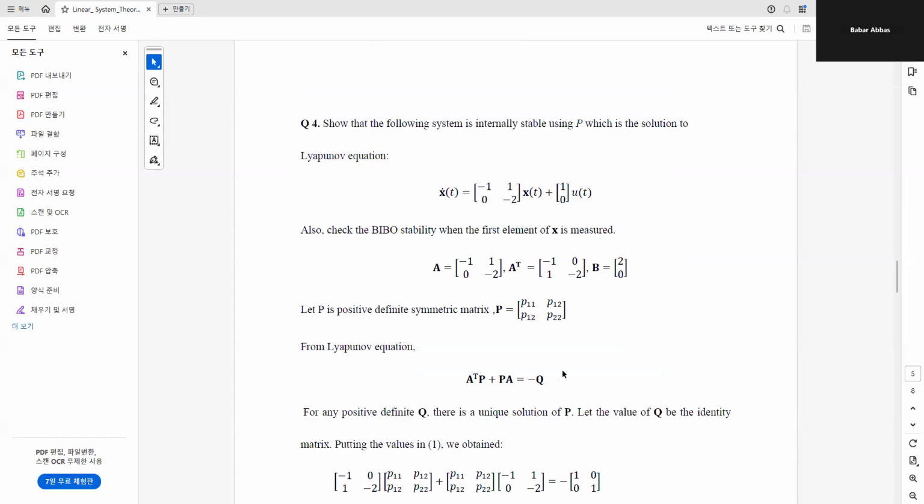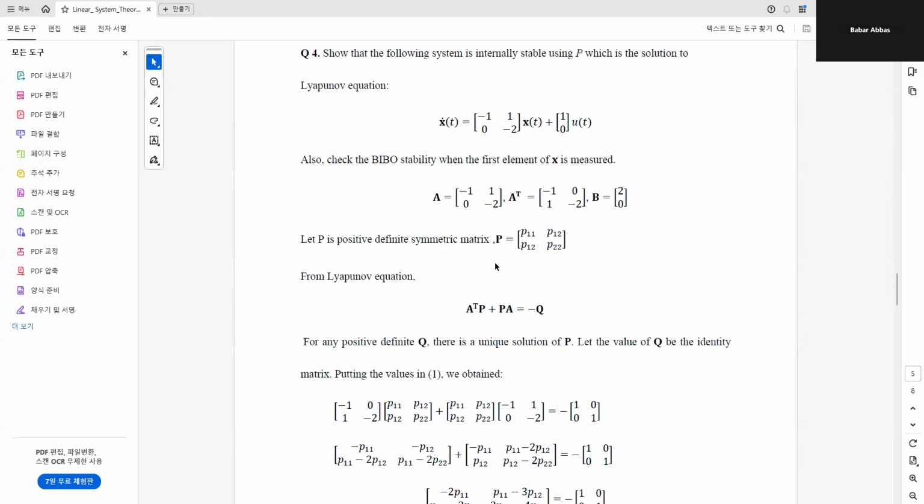Similarly, we have question number 4. It says that we have a state space representation of the system, with the state vector x dot, the system matrix A, and the input matrix B. We have to find the internal stability of the system. Similarly, we also have to check the BIBO stability, whether for a bounded input there is a bounded output.